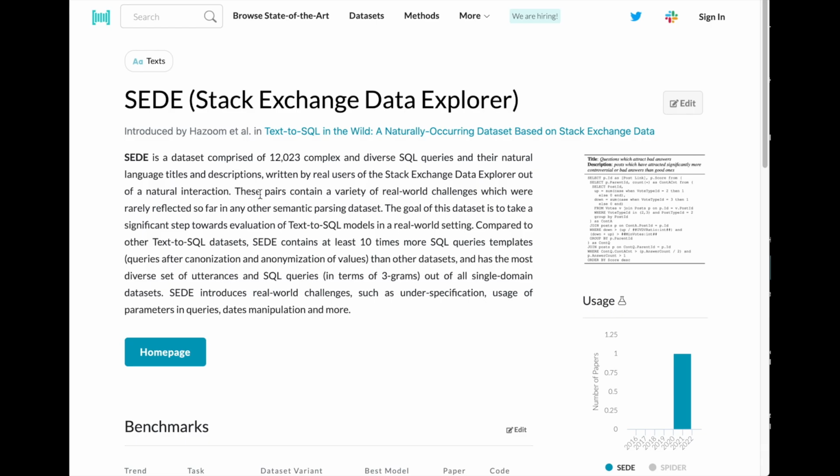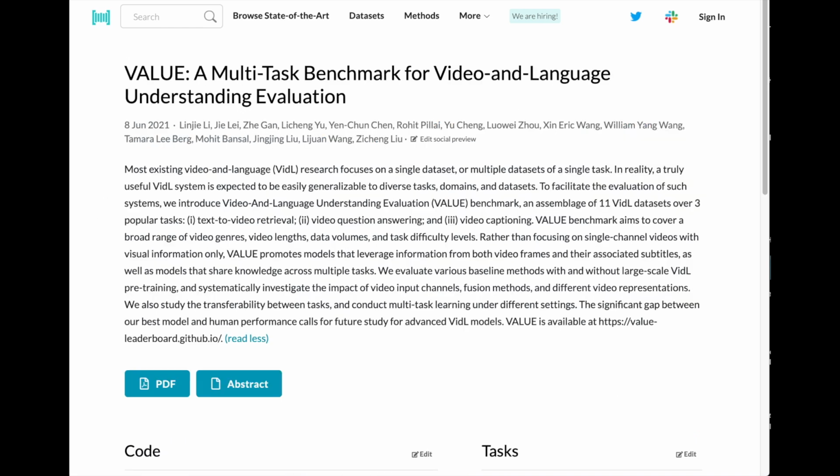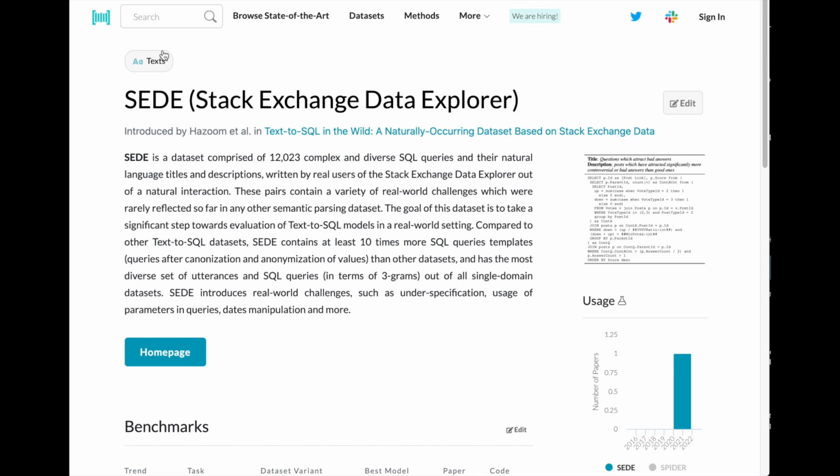So finally, here are a couple of the datasets that have been added to Papers with Code Datasets: the SEDE, Stack Exchange Data Explorer, the text-to-SQL task of trying to take the title, description, and then translate it into SQL code for database queries, and then also VALUE, a multitask benchmark for video and language understanding evaluation, doing things like text-to-video retrieval, video question answering, and video captioning, and all these benchmarks being added to the Papers with Code Dataset section.